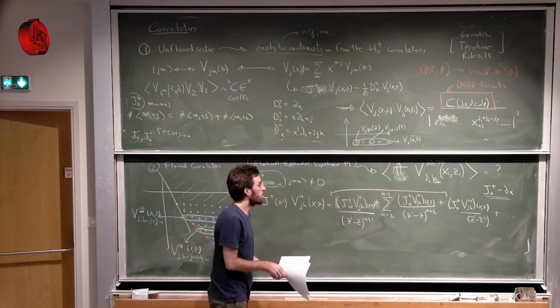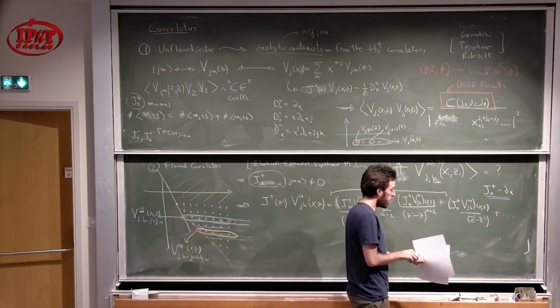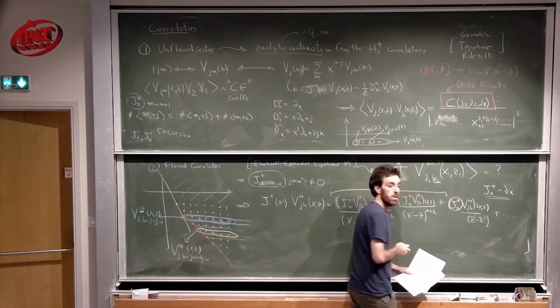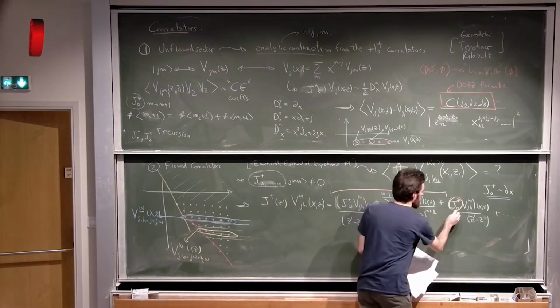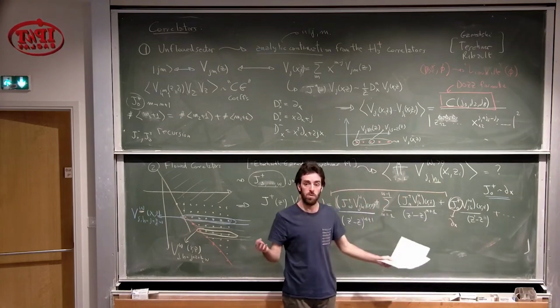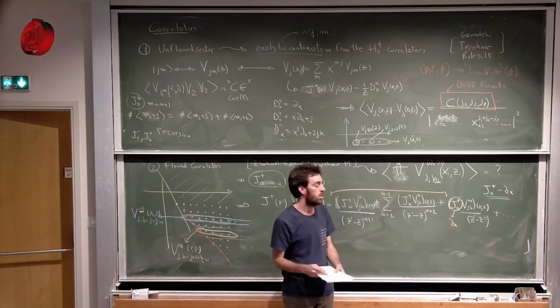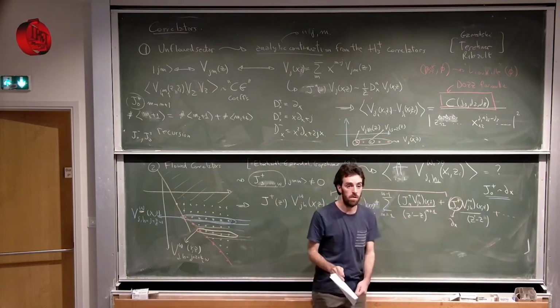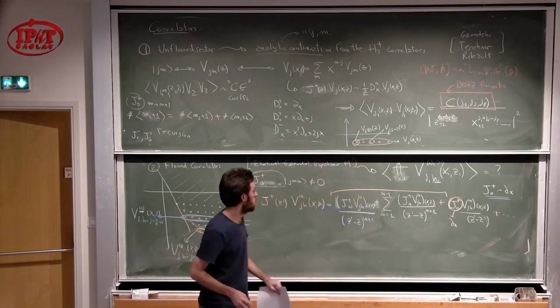And now the main point is, this guy, I know how it acts, right? I just said it has to act as the derivative with respect to x. It's always what it does. So this is the generator of the translations in the boundary here. So that I know what it is.